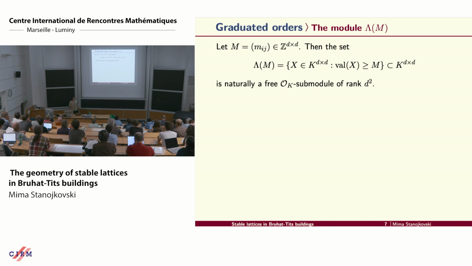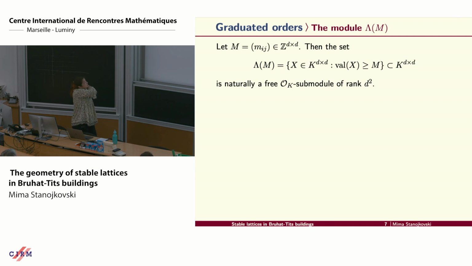So if we have a matrix D by D with coefficients in Z, then we can define a set, lambda M, so my matrix is M, and really think of this matrix M as a matrix of valuations. These are the matrices D by D that have valuation at least M. This is by construction contained in K to the D times D, and it is a lattice in K to the D times D.